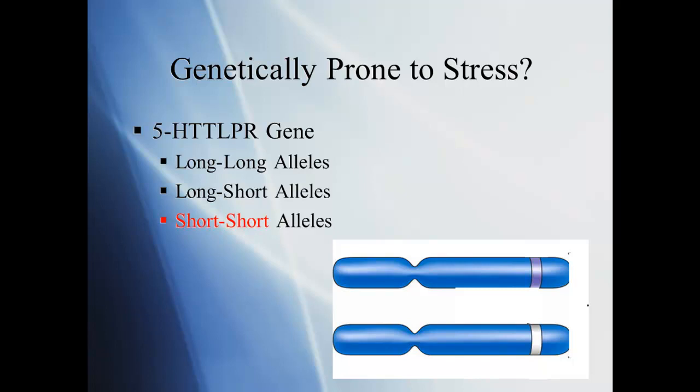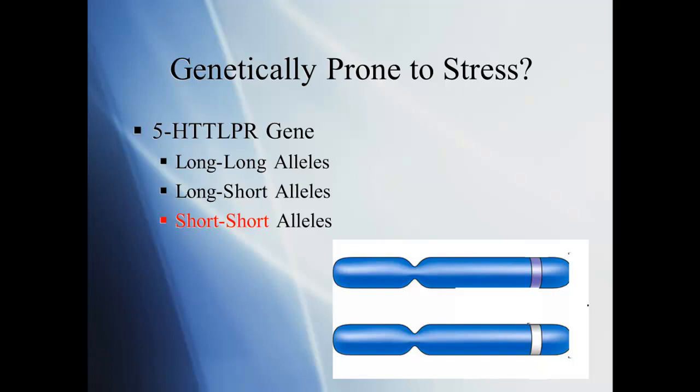So what that means is that you have two alleles for each gene. An allele is just a small part on a chromosome. And in this particular gene, the alleles come in different sizes. So you could either have two long alleles, one long one from your dad and one long one from your mom. You could have a long-short combination, or you could have two short alleles, the short-short combination.